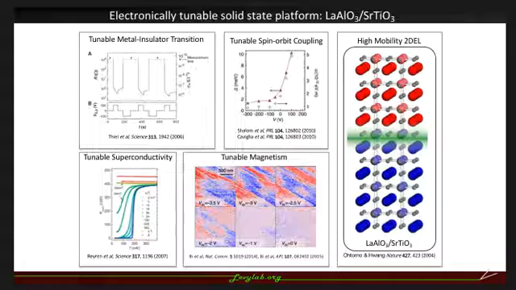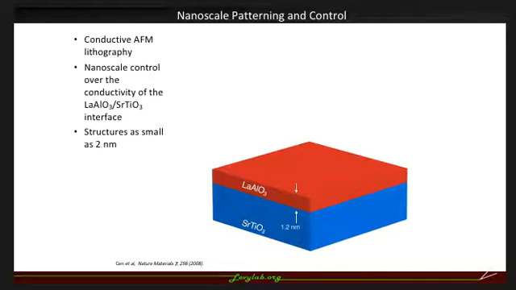So I think most people here are familiar with the system, but essentially we have the interface which exhibits very rich and interesting physics, including nearly every major phenomena in the solid state. We think this makes this a very interesting candidate for a solid-state quantum simulation platform. And so the work I'm going to show you today is based on nanoscale patterning of this interface using conductive AFM lithography.